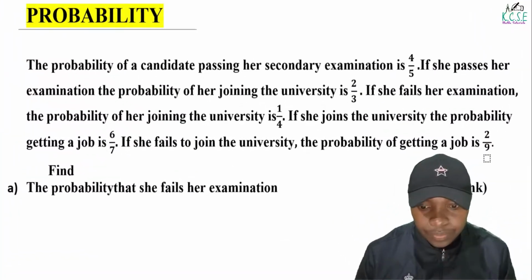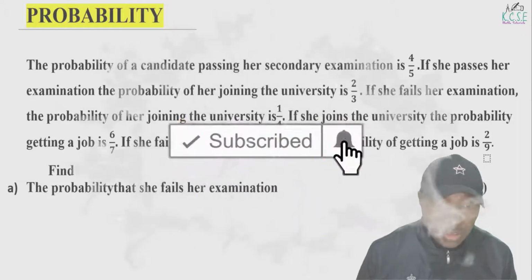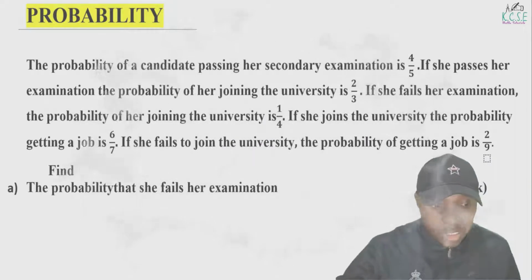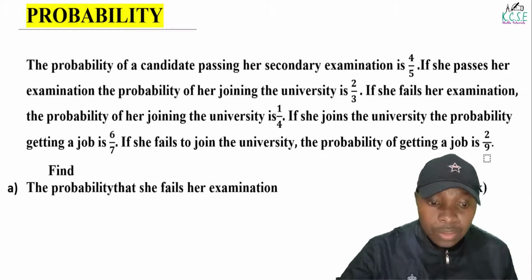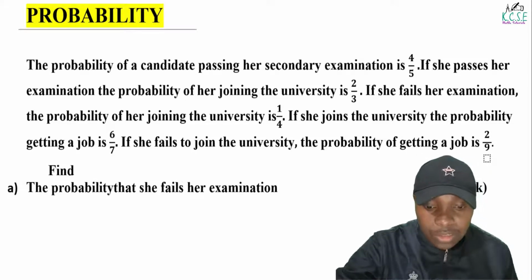The question reads: the probability of a candidate passing a secondary examination is 4/5. If she passes her examination, the probability of joining the university is 2/3. If she fails her examination, the probability of her joining the university is 1/4. If she joins the university, the probability of getting a job is 6/7. If she fails to join the university, the probability of getting a job is 2/9.